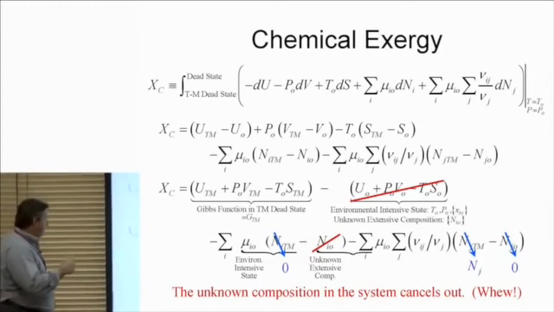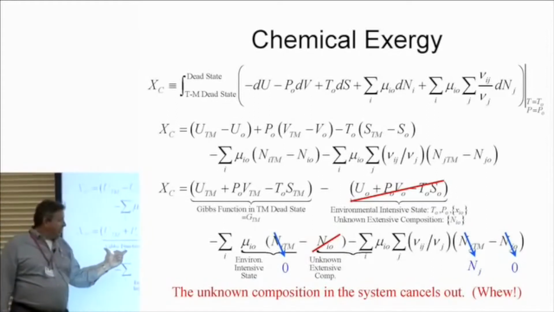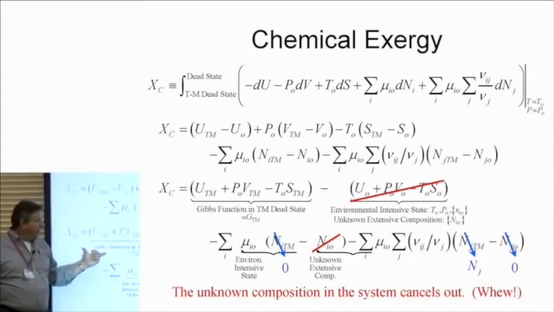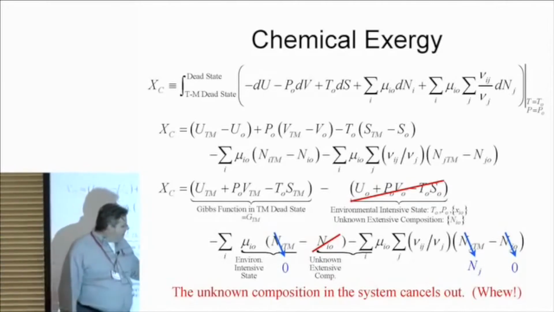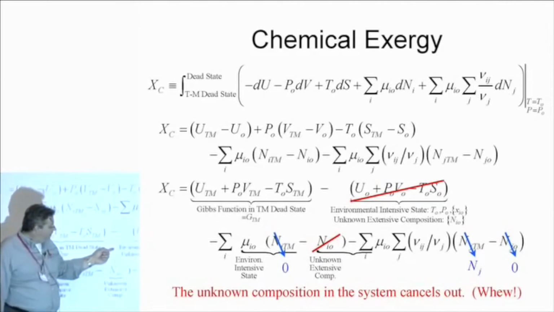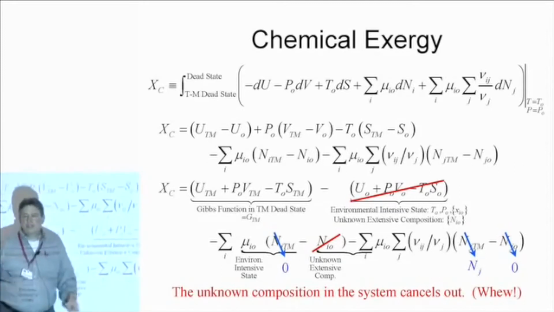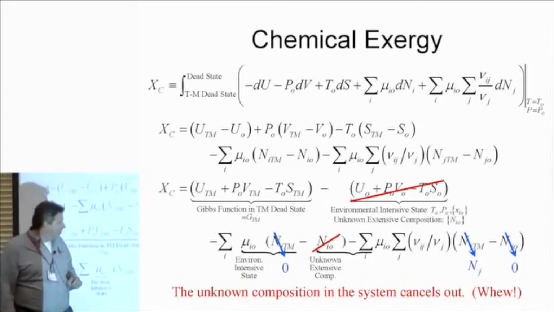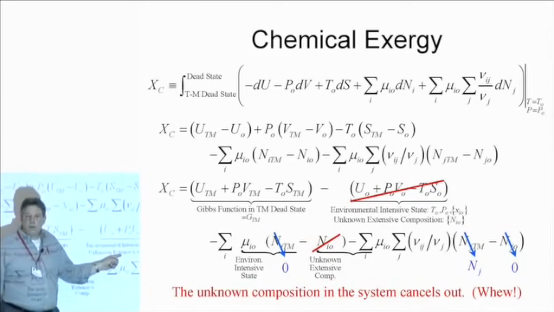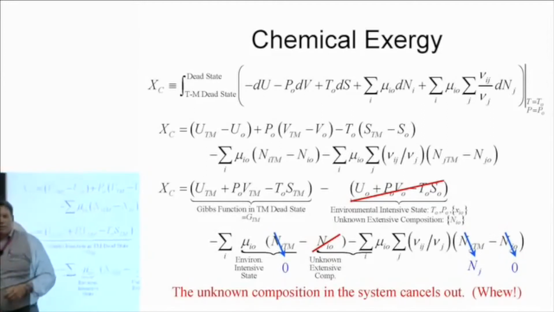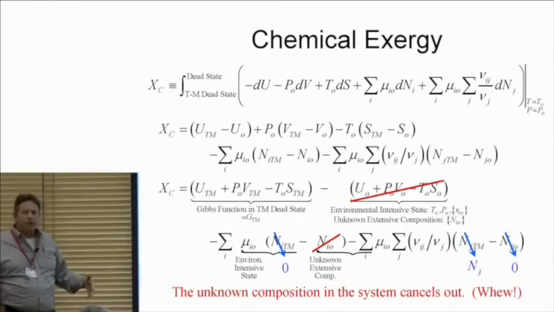Okay, if I group that together again, I'm back to the Gibbs function in the thermomechanical state. I have this interesting thing in that I have the environmental intensive state, T naught, P naught, and the composition of the environment, but I have a little bit of a problem. I don't know how many moles of each species are still inside of my system boundary.